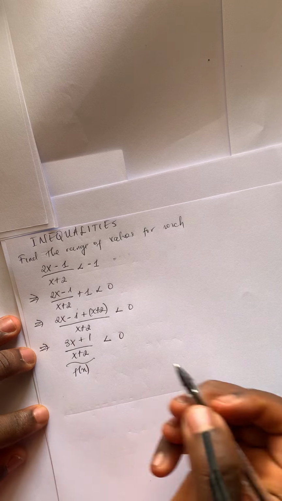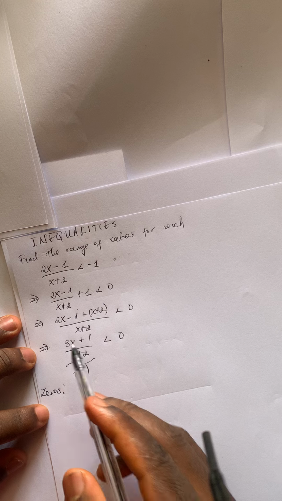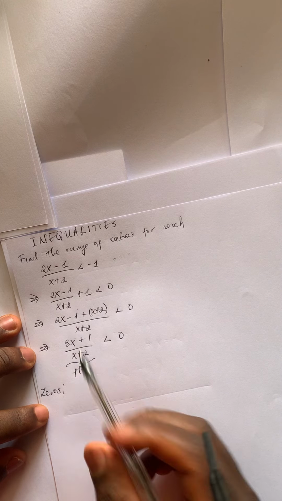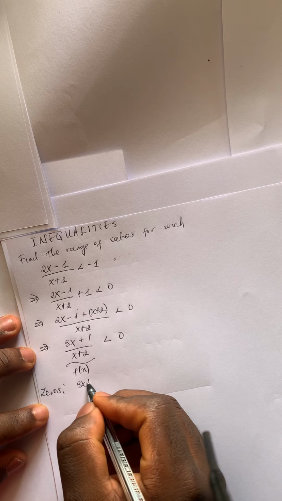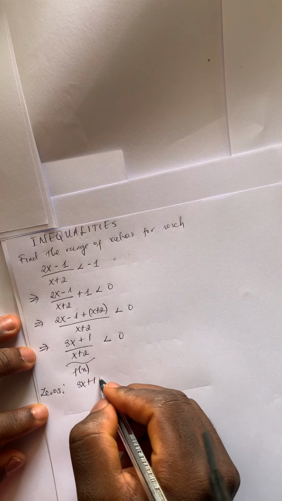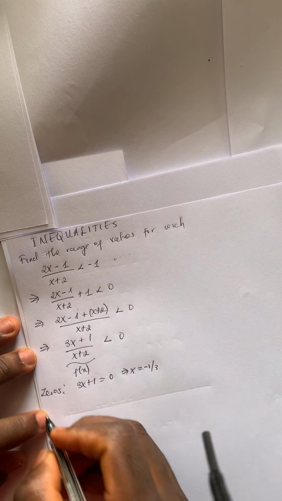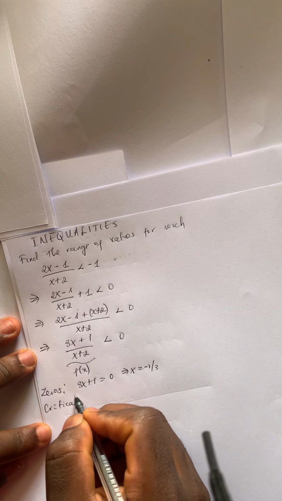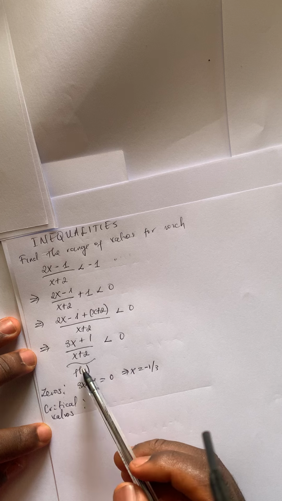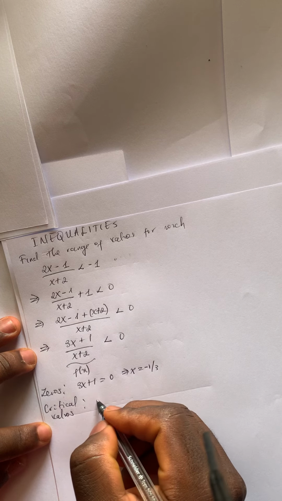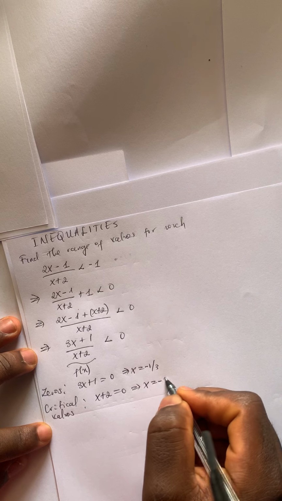So firstly, we need the zeros and the critical values. The zeros are the values that will render f of x 0, and will occur when the numerator is 0. Zeros will occur when 3x plus 1 is equal to 0. From here, this implies our x is negative 1/3. Then the critical values are values that will render f of x undefined and will occur when x plus 2 equals 0. This implies that our x should be negative 2.